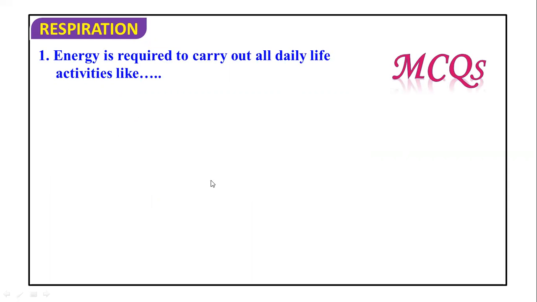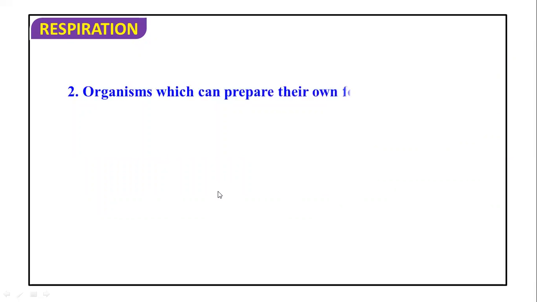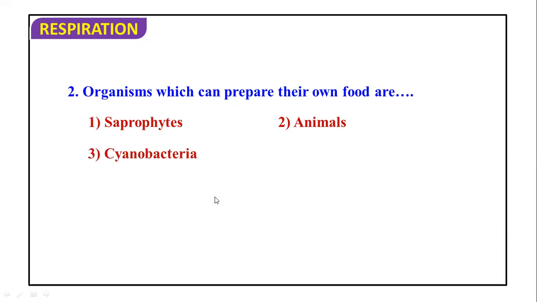So if we talk about this introductory part and some of the MCQs: the energy required to carry out all daily life activities like reproduction, absorption, transport, is obviously required. So the answer is going to be the fourth. Next, organisms which can prepare their own food are obviously the autotrophs. Saprophytes are heterotrophic organisms. Animals and fungi are heterotrophic. Cyanobacteria is going to be the correct answer, which is a blue-green algae, and they are the first oxygenic photosynthetic bacteria. So they prepare their own food.